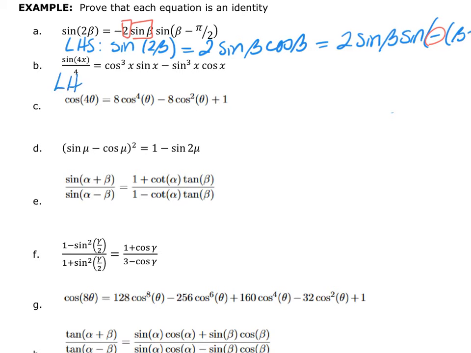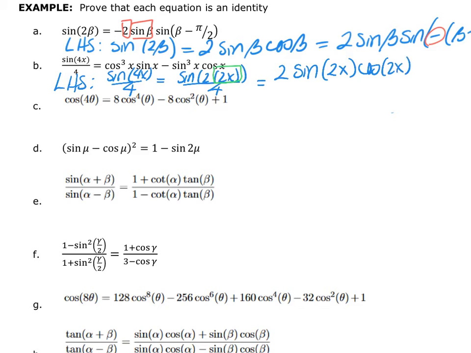So I'm going to choose the left-hand side, and I have the sine of 4x over 4. I'm going to rewrite this as the sine of 2 times 2x over 4. Now, if I look at my double angles, this 2x is going to act like theta does for my double angles. And so this is going to be equal to 2, the sine of my theta, cosine of my theta, all over 4.